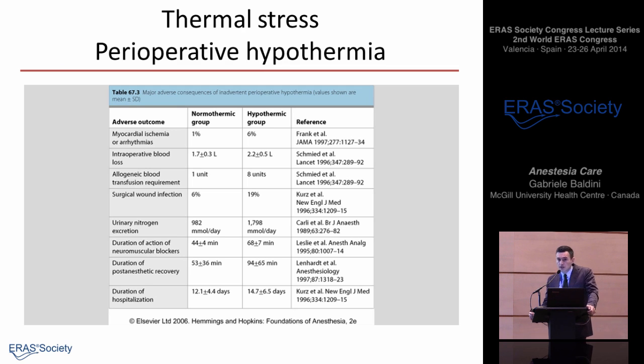Hypothermia is common during anesthesia. Every time we put someone to sleep, or even perform a spinal anesthesia, hypothermia occurs. If we don't measure, we are not aware. So the first message is you need to measure temperature during the surgery. And hypothermia has been associated with several outcomes: increased blood loss, increased cardiac events, allogeneic blood transfusion, increased protein breakdown, prolonged effect of our anesthetic agents and neuromuscular agents, and increased hospital stay.